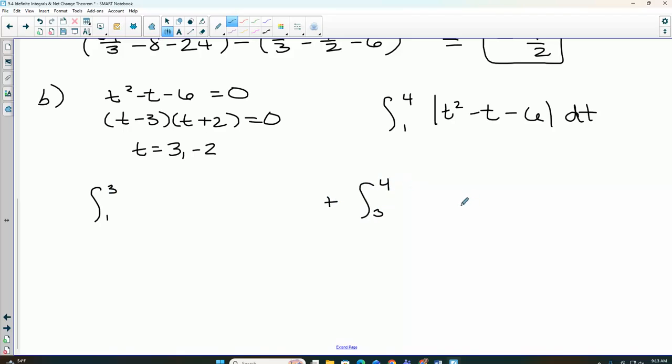Do you remember doing some of these absolute values last week? If we put in something between 1 and 3, so if I put in a 2, we get 4 minus 8, so that's a negative. But we know the absolute value makes it positive, so it does the opposite. Can I distribute that negative through? Is that okay? So it'd be a -t squared plus t plus 6. If I put in something between 3 and 4, so if I put in a 4, you get 16 minus 10, that's positive, so the absolute value doesn't change that one.